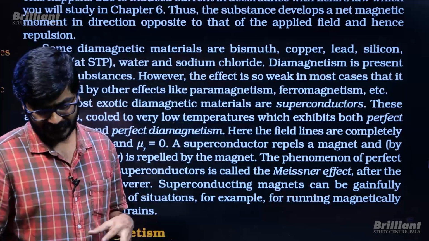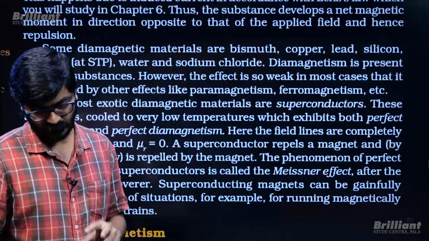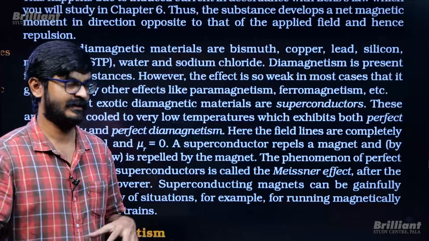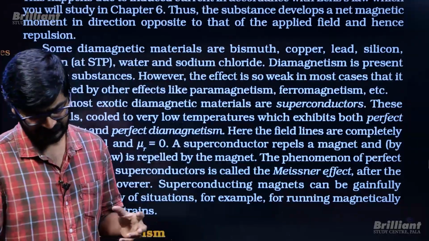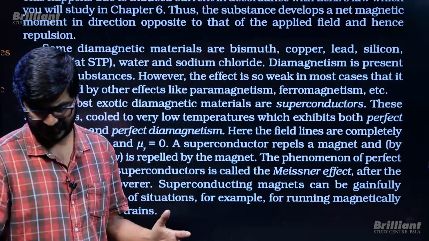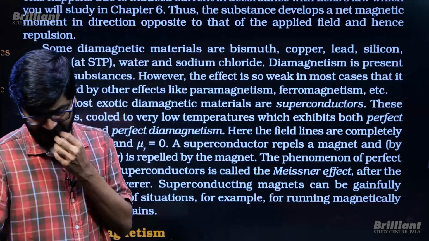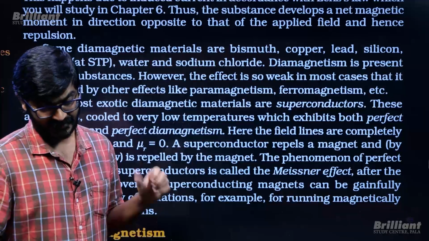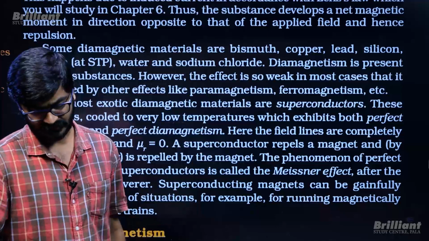The most exotic diamagnetic materials are superconductors. These are metals cooled to very low temperatures which exhibit both perfect conductivity and perfect diamagnetism. So superconductors are going to be perfect conductors and perfect diamagnets. Diamagnetic materials, I think no one found the reason why they are that way, I think it was not figured out yet. Here the field lines are completely expelled. Chi value is -1. If chi value is -1, mu r is going to be 0 for a superconductor.